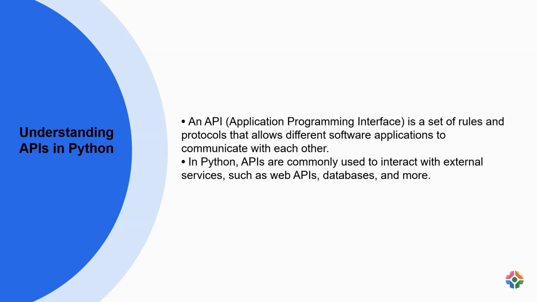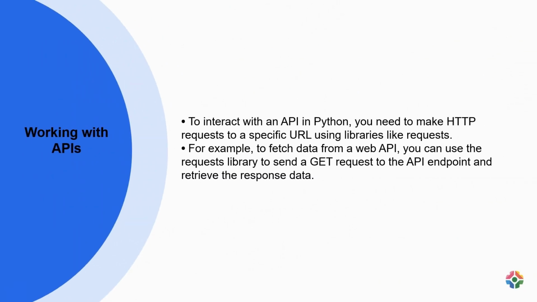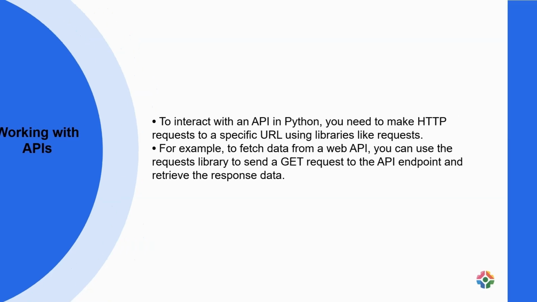For instance, a Python program might use a web API to obtain weather data for a particular location or retrieve information from a database to display on a web page. When working with APIs in Python, the requests library facilitates sending HTTP requests to designated URLs. In requesting data from a web API, utilizing the requests library entails conducting a GET request towards the API endpoint. Subsequently, the response data can be obtained for further processing or utilization.